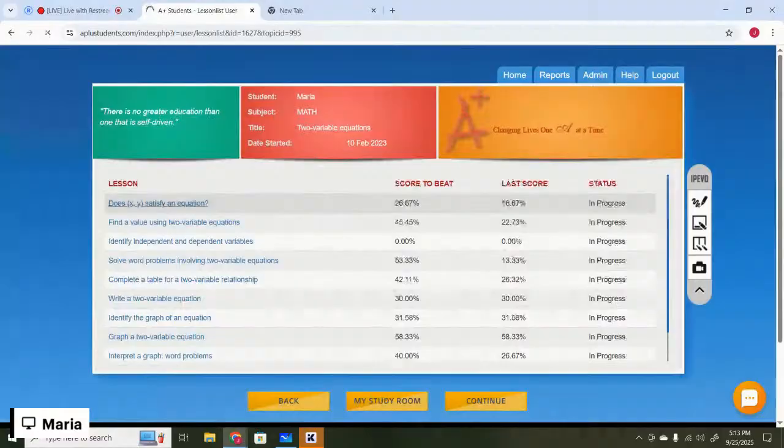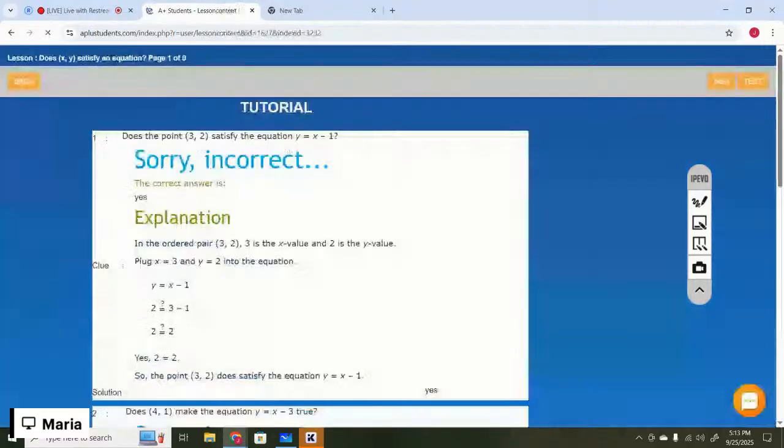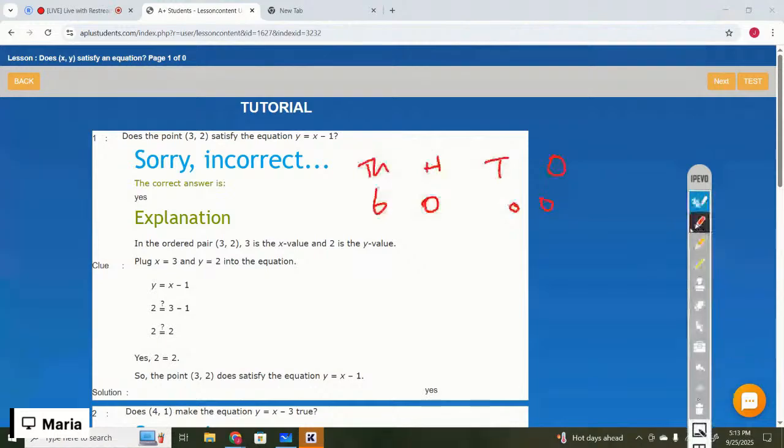So we are given a pair of values and an equation. We need to see if the pair of values can satisfy the equation. Does the point (3, 2) satisfy the equation y equals x minus 1? So the pair of values is 3, 2. This is the x value and this is the y value.